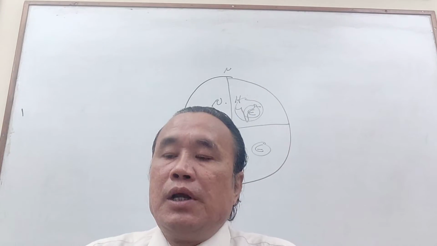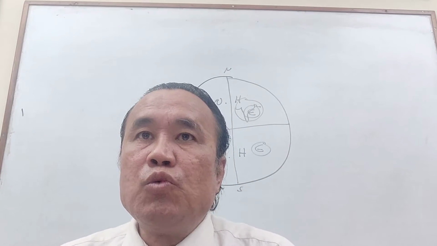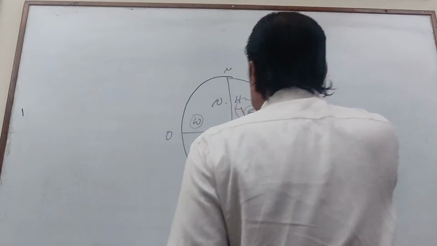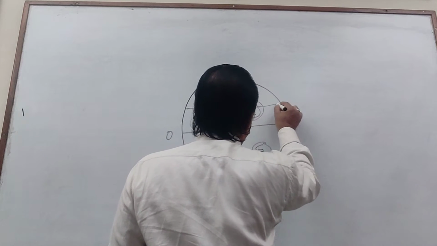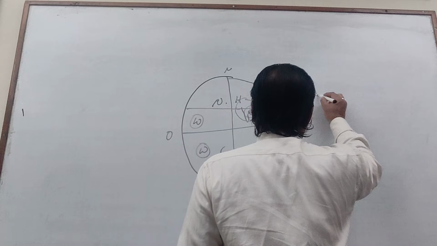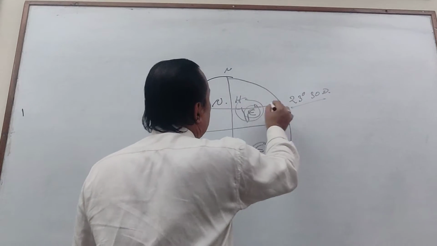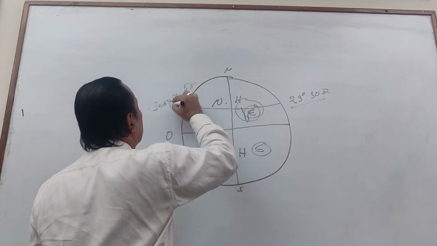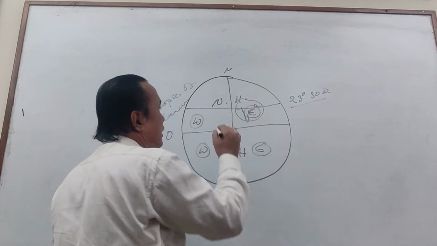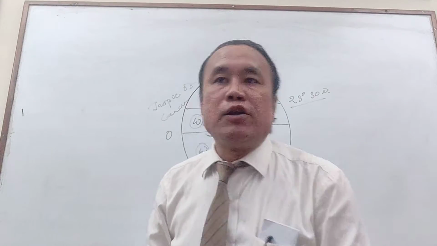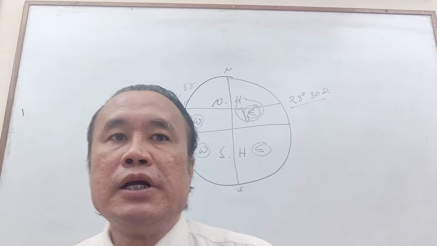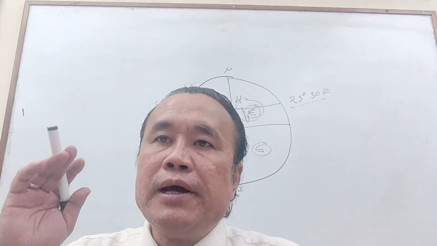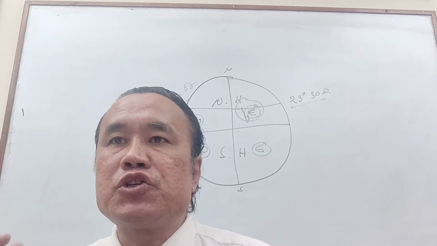Now, we have the Tropic of Cancer, 23 degree and 30 minutes north. Again, we have the Tropic of Cancer out here, 23 degree and 30 minutes north. So this Tropic of Cancer divides India in almost 2 equal parts. That is 23 degree and 30 minutes north.